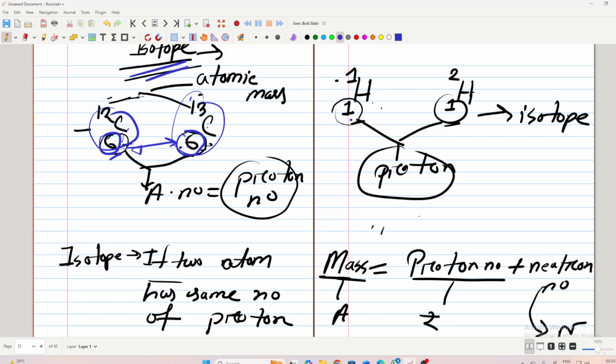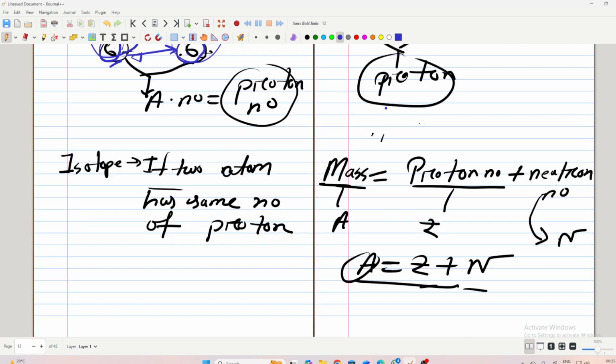Am I clear? We can take hydrogen as an example. This hydrogen has one proton, this hydrogen has one proton. These two hydrogens have the same number of protons but different atomic mass. So this is called isotope. Am I clear?